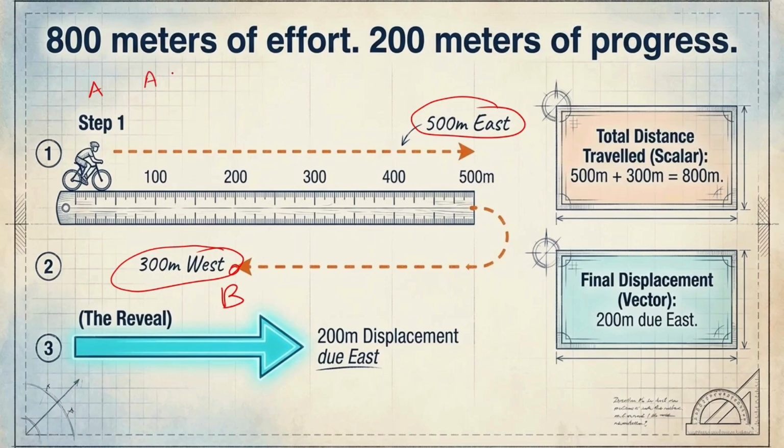If there is a point A here, the cyclist starts this journey from this point and goes 500 meters, and then it turns back in the opposite direction and covers 300 meters. So now we have to find the distance covered by the cyclist as well as the displacement.